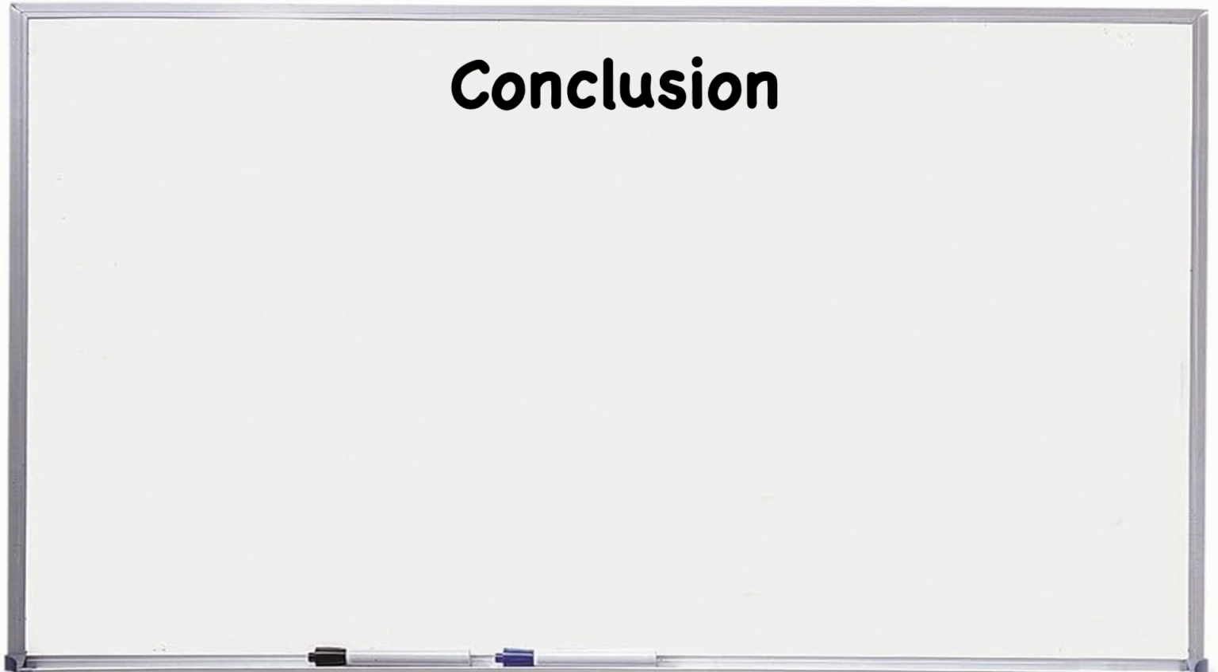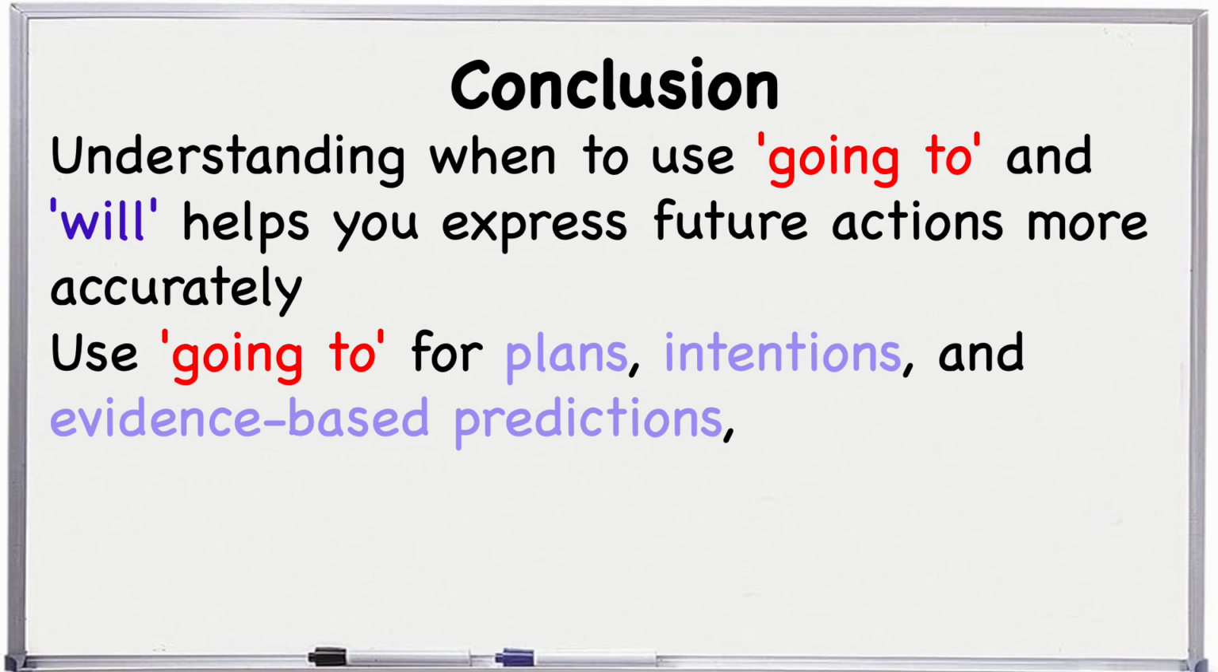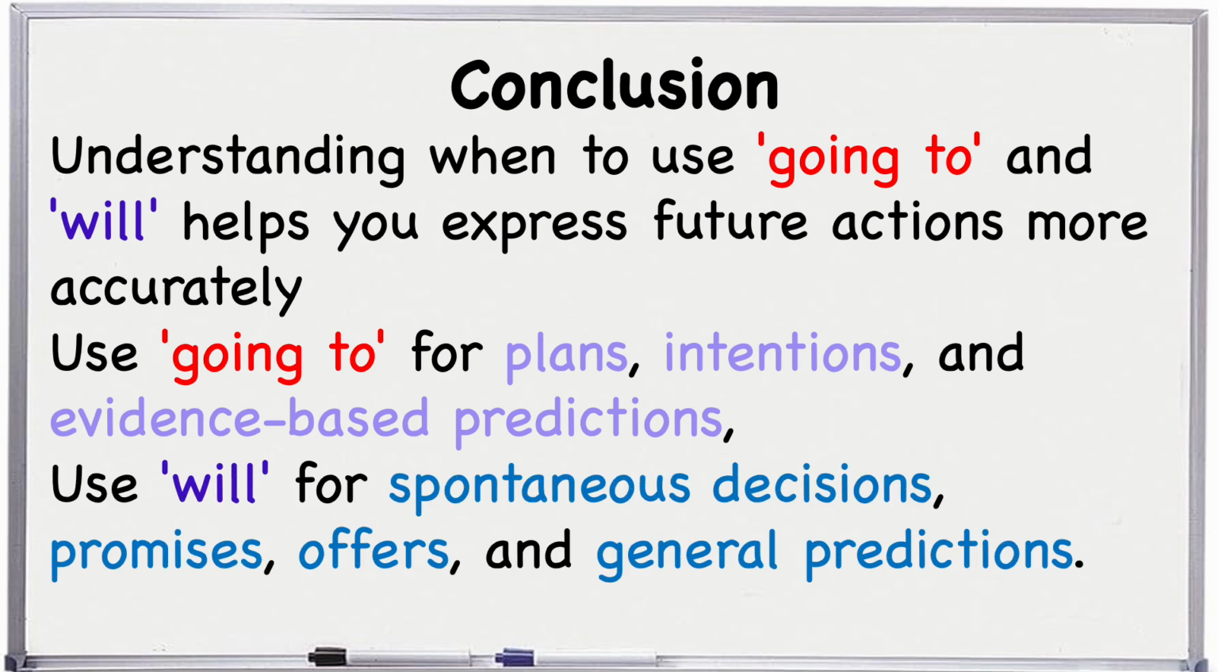So in conclusion, understanding when to use going to and will helps you express future actions more accurately. We use going to for plans, intentions, and evidence-based predictions, and we use will for spontaneous decisions, promises, offers, and general predictions.